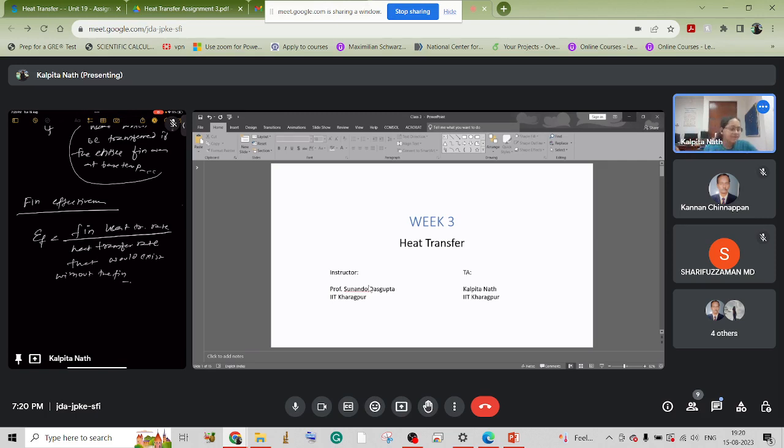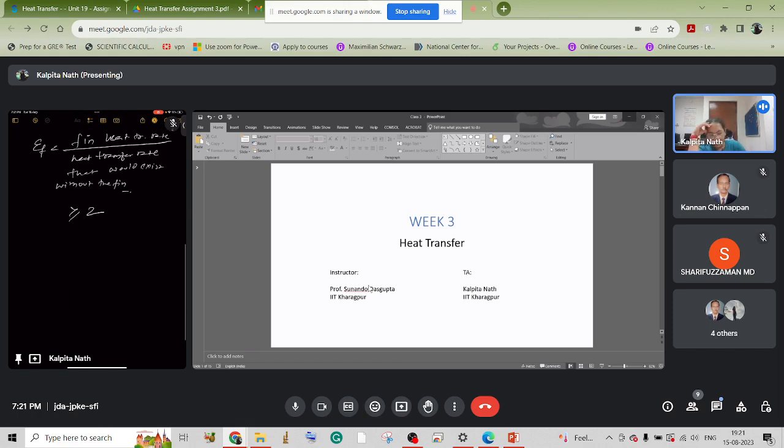So what is this? The heat that would be extracted by the fin, upon, if the fin wasn't there, what the heat transfer rate would be. So if this is not high enough, why would we be spending extra cost in fabricating the fins? We won't be, right? So that's why its value should be greater than or equal to 2.